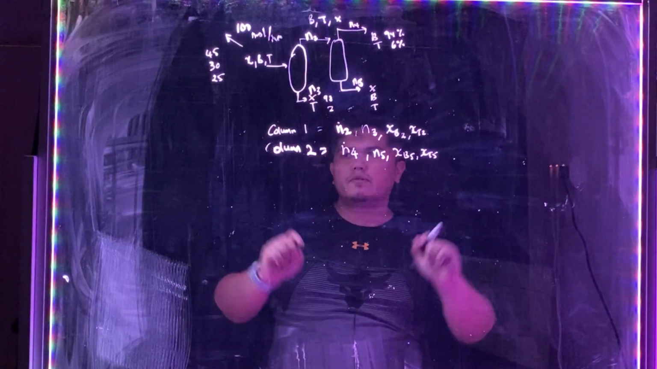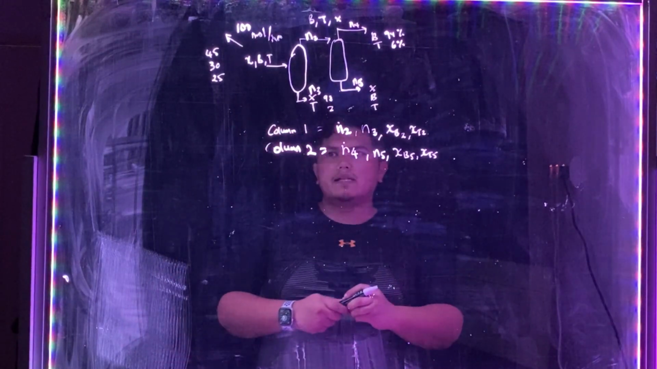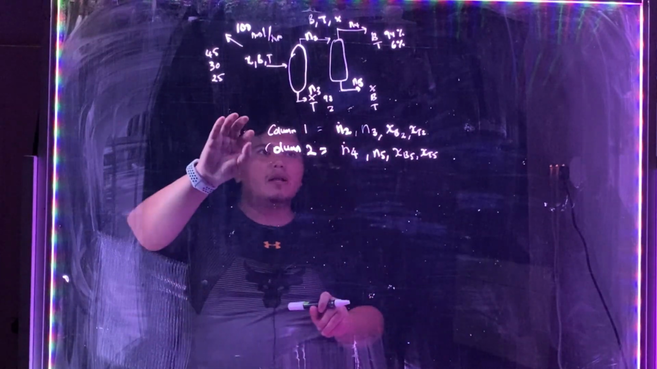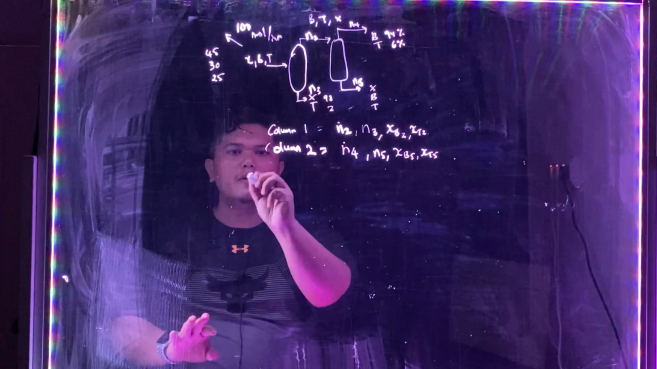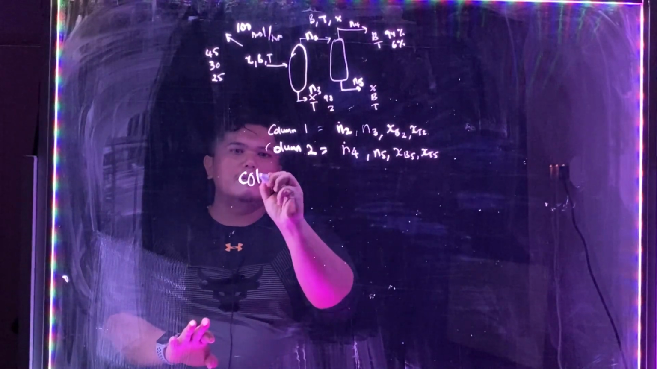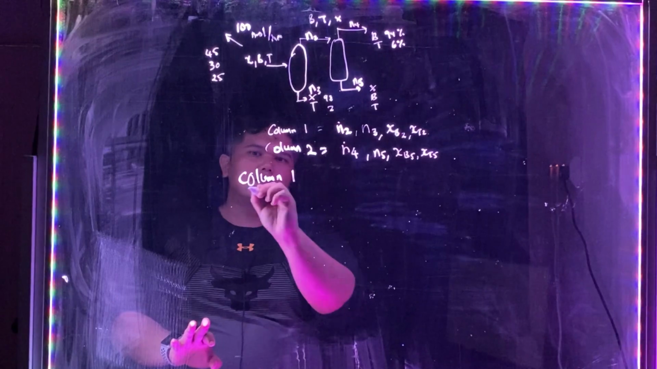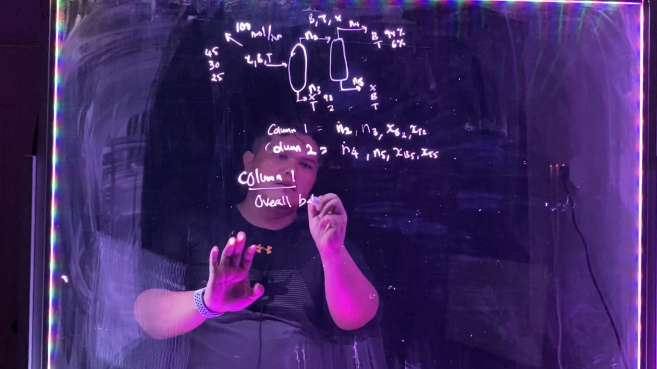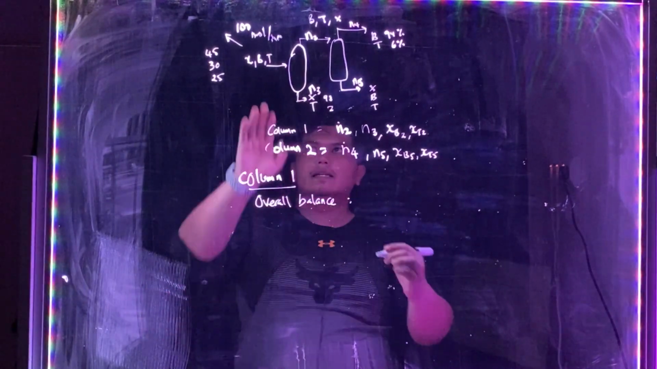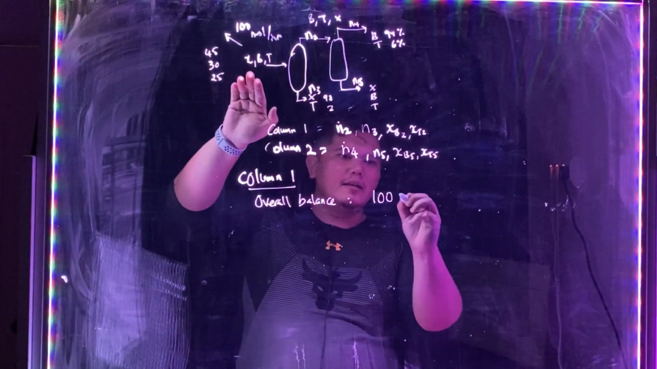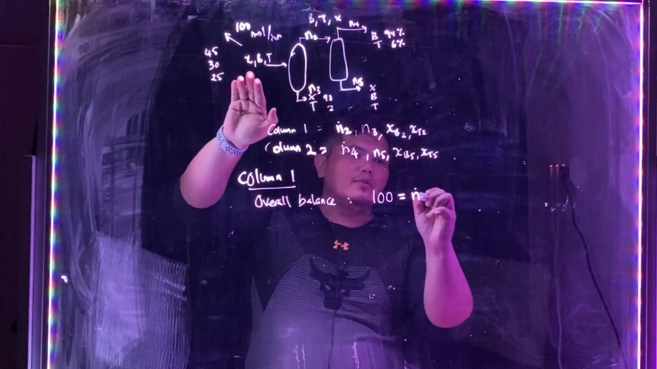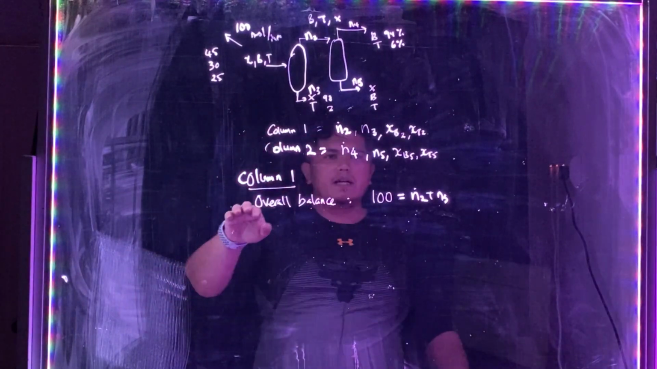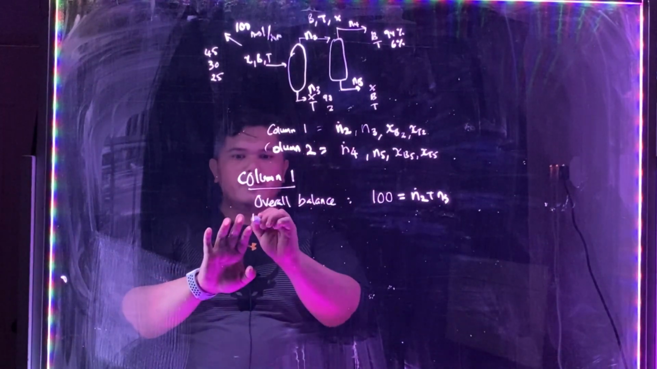Alright, so how are we going to solve this? First of all, we need to come up with the independent equations, such as in column 1. So what will be the independent equations? First of all, we need to write the overall balance. The overall balance here is 100 equals N2 plus N3. And then what will be the second equation? Maybe we can write something on the benzene balance.